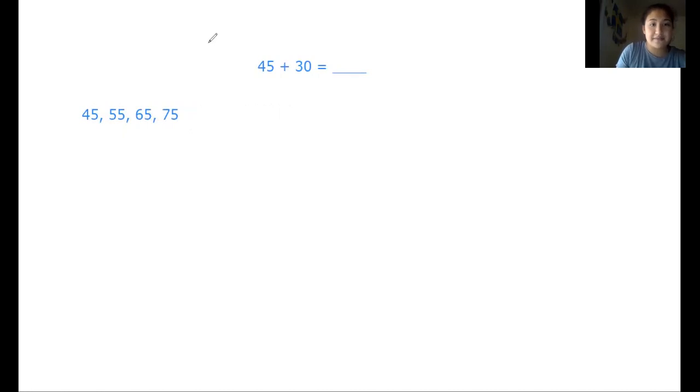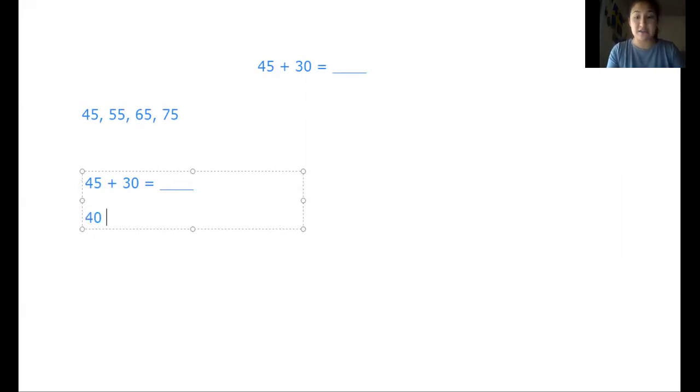You could write the problem, 45 plus 30. Then add the tens. So in 45, there are 4 tens. 4 tens is equal to the number 40. And 30 has 3 tens, which is equal to the number 30. So I'm going to add 30. 40 plus 30 is, that's right, 70.